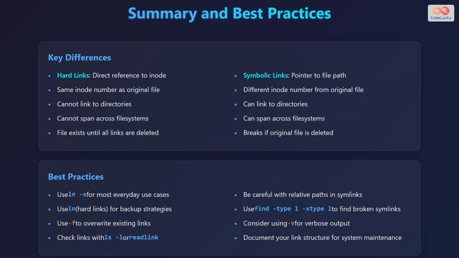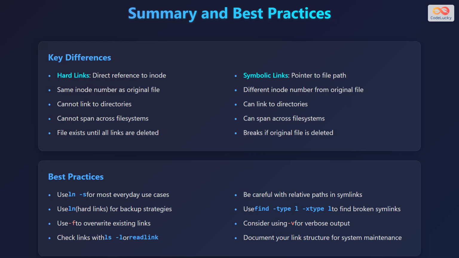Let's summarize the key differences between hard and symbolic links and review some best practices. Hard links are a direct reference to the inode and share the same inode number as the original file. They cannot link to directories or span across file systems. The file exists until all links are deleted. Symbolic links, on the other hand, are pointers to the file path and have a different inode number from the original file. They can link to directories and span across file systems, but they break if the original file is deleted.